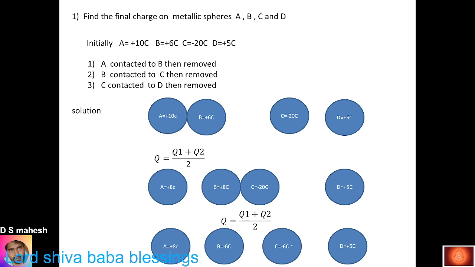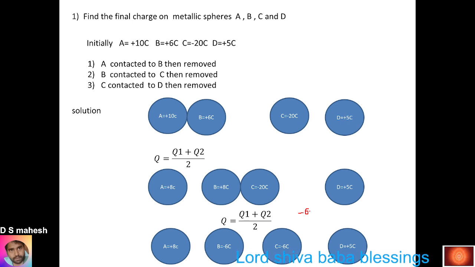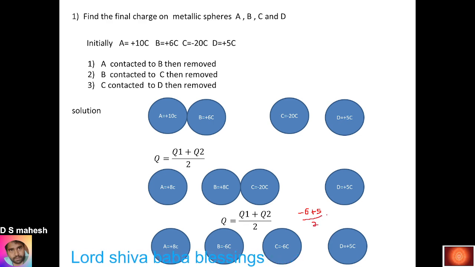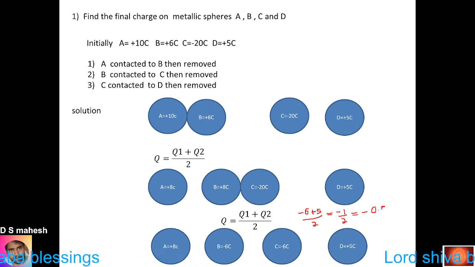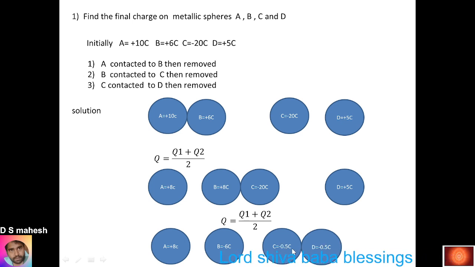Now C and D are made to contact. C has minus 6 and D has plus 5. When they are made to contact, that would be minus 1 by 2, which is equal to minus 0.5 coulomb of charge on C and D. What we need to remember here is that whenever charge redistribution takes place, it is the addition of the charges of both surfaces divided by 2, that is (q1 plus q2) by 2.